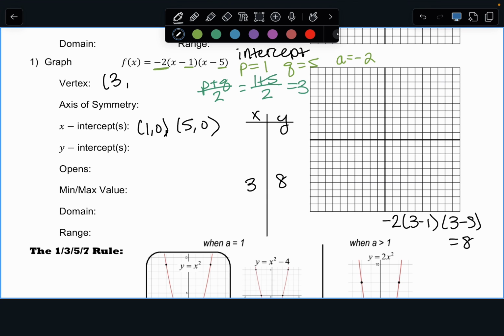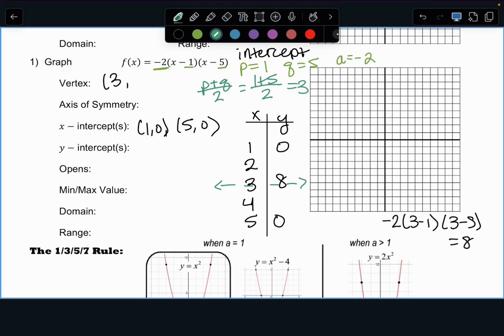Now, I know a few other things. I know I have a (1, 0) point. I'm just going to fill these in. (1, 0) and (5, 0). So let me just also get the other 2. 2 and 4. And remember, this (3, 8) here is my vertex. That's what I'm reflecting over.